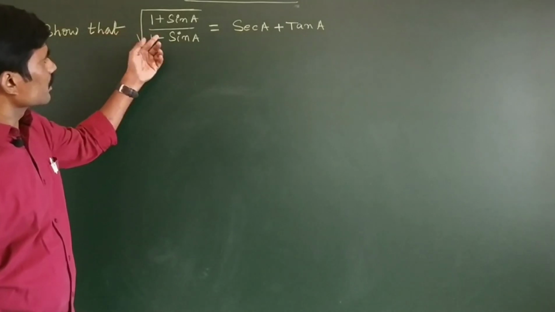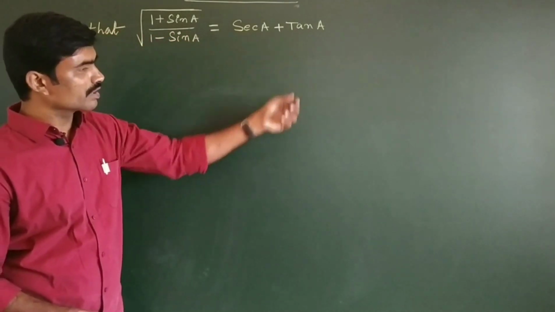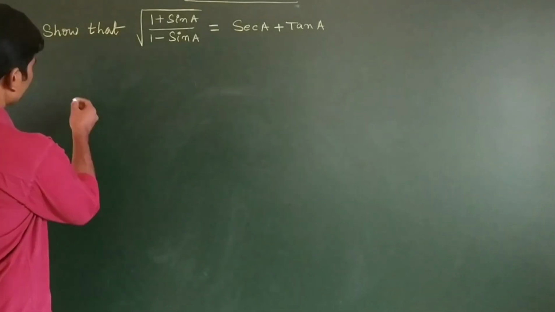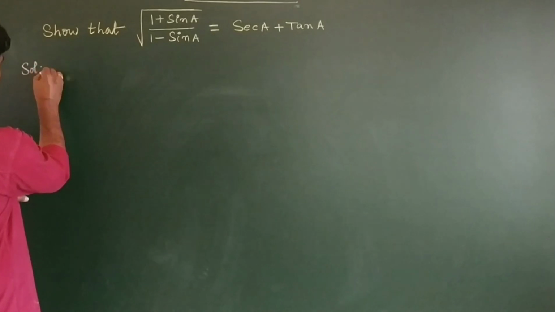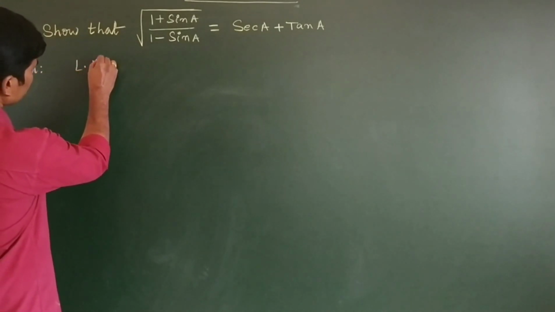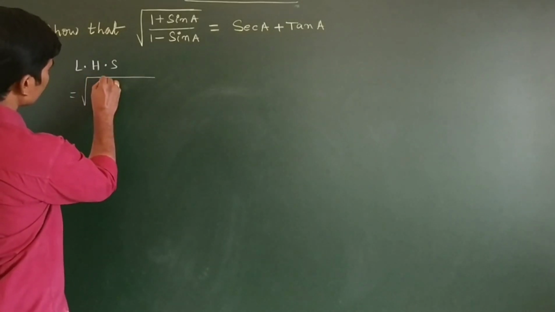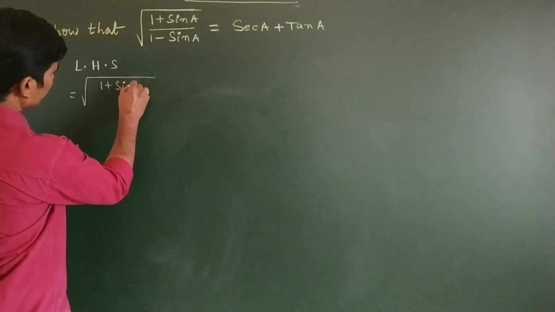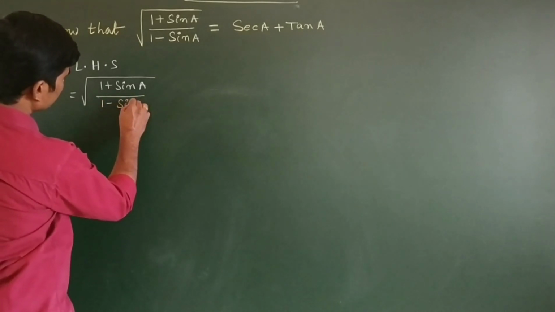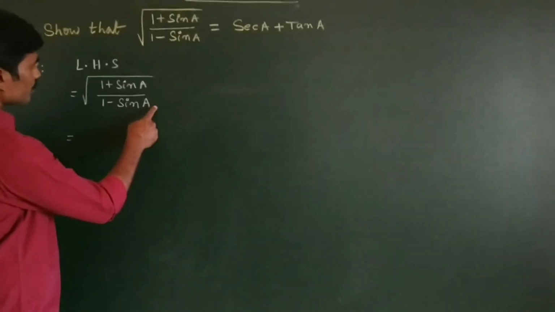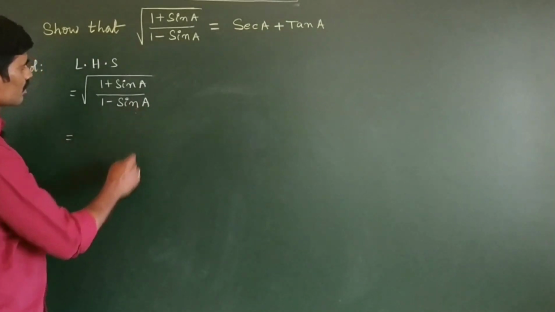Show that square root of (1 plus sin A) by (1 minus sin A) is equal to secant A plus tan A. Take LHS. LHS is equal to square root of (1 plus sin A) by (1 minus sin A).